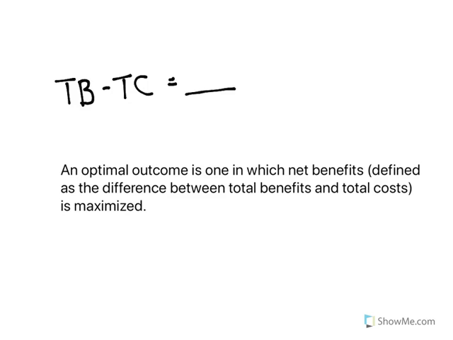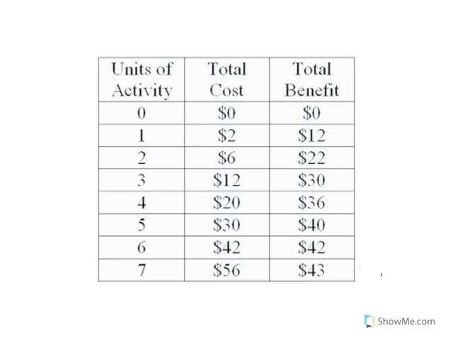Okay, so let's look at an example here. And so we've got basically how many times we're doing an activity, how much it's costing us in terms of a dollar amount, and how much we value it in terms of a benefit. Okay, and so the question here is, what is the optimal number of times we should do this activity to reach, excuse me, a preferred outcome?